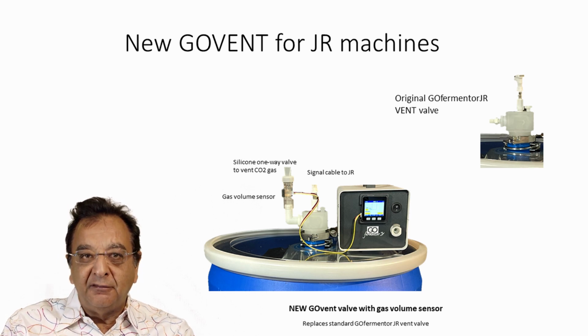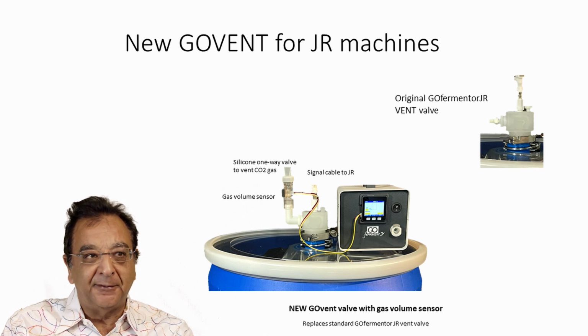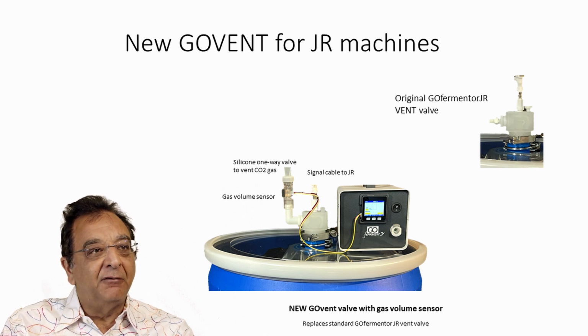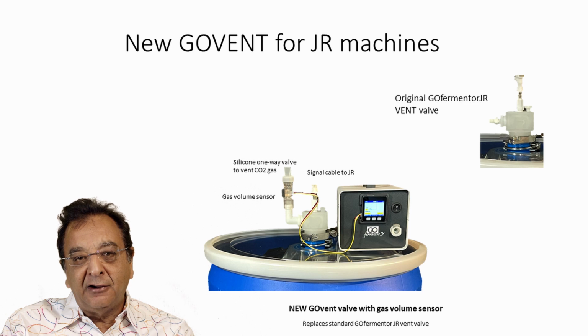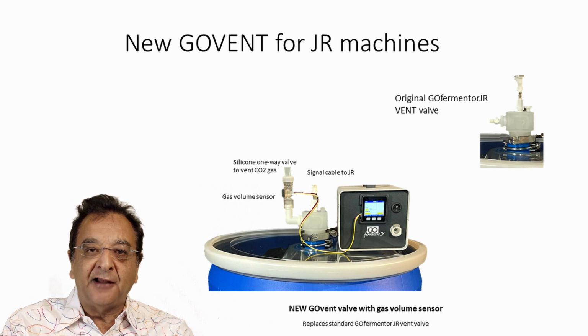The original GOfermentor JR valve is shown on the right side. It's a simple check valve that only allows flow out. It doesn't allow flow to go back into the fermenter. So it's now replaced by a slightly different valve. It's in the vertical orientation now because the condensate in the valve must drip back into the fermenter to not damage the gas flow sensor.